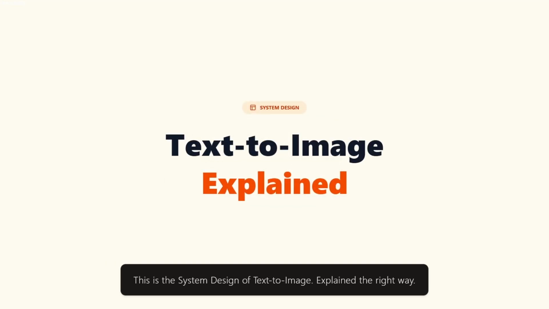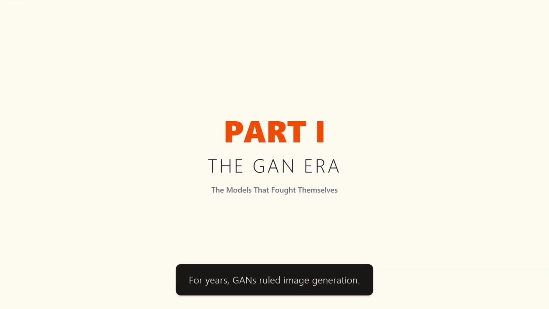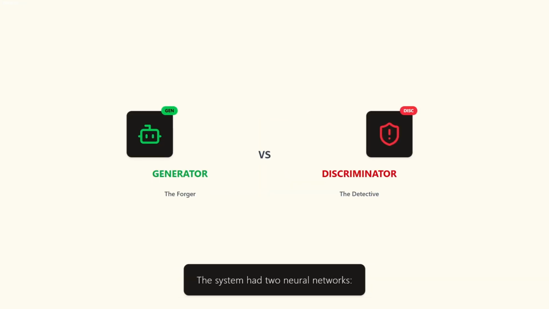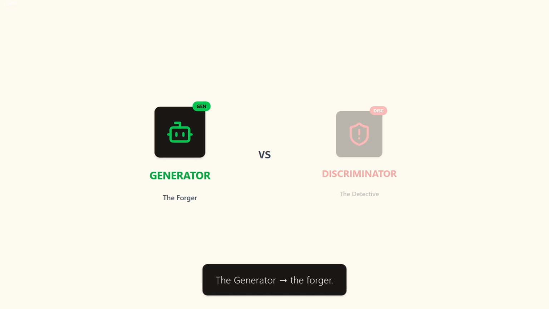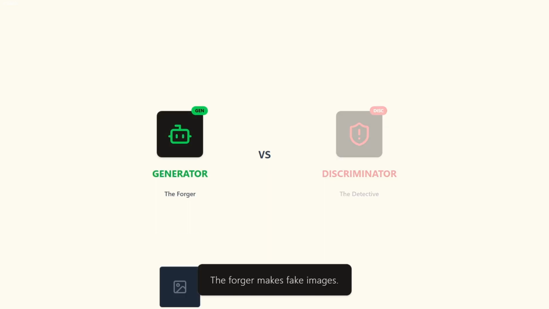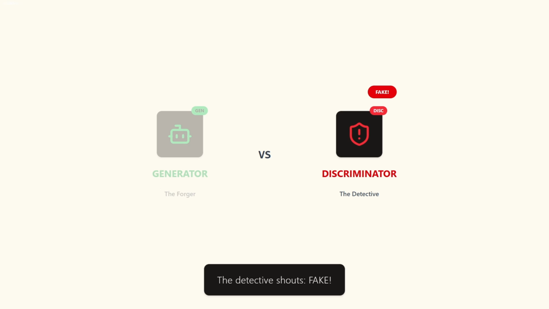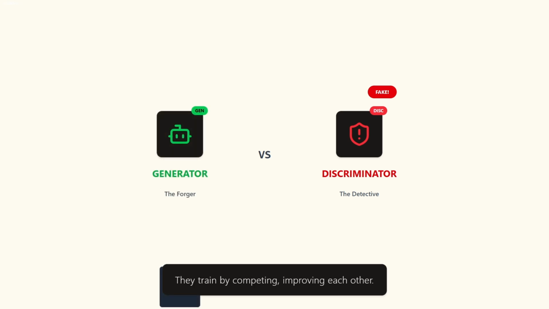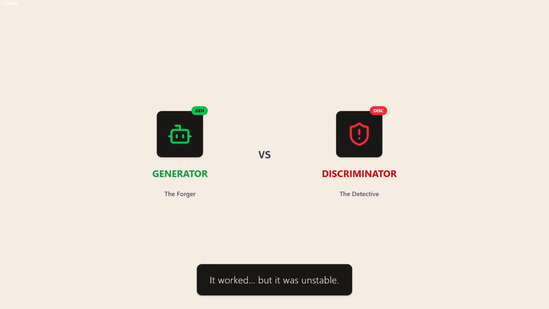This is the system design of text to image, explained the right way. For years, GANs ruled image generation. The system had two neural networks: the generator, the forger; the discriminator, the detective. The forger makes fake images. The detective shouts, "Fake!" They trained by competing, improving each other. It worked, but it was unstable.